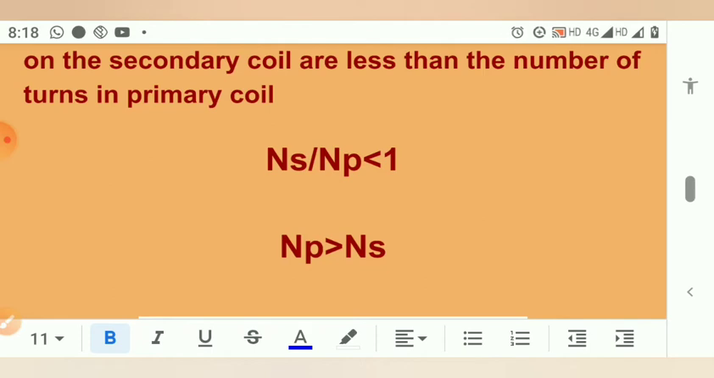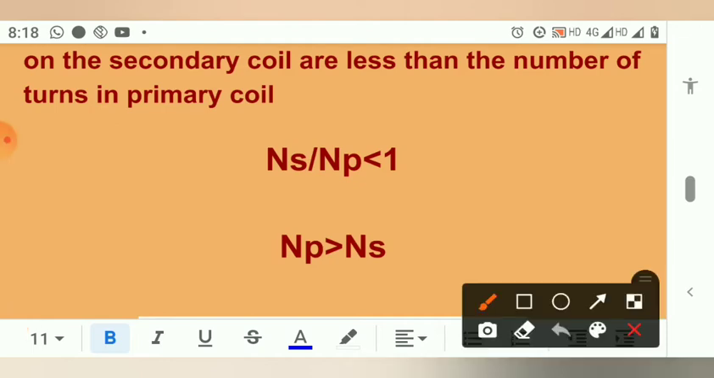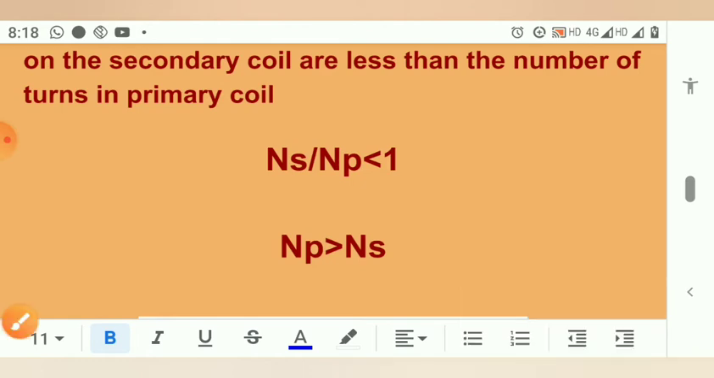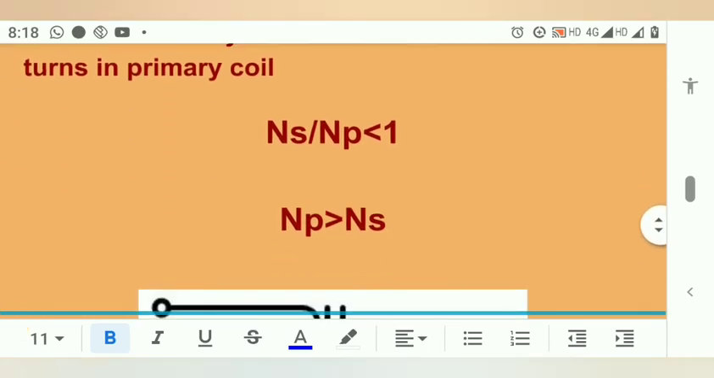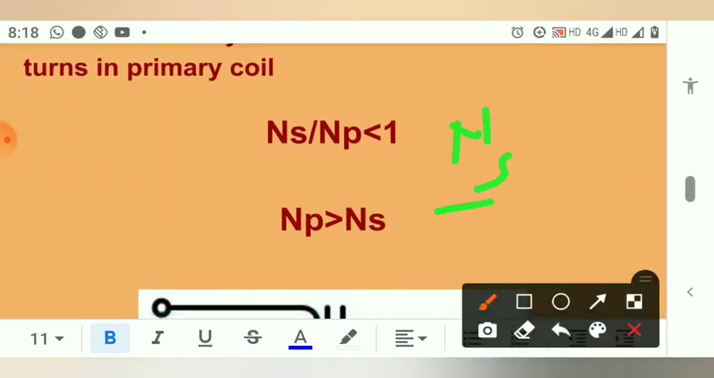The value ratio will be less than 1, not greater than or equal to 1. So we can know that it's a step down transformer. Here we got that np is greater than ns. How? Here I am showing you ns by np is less than 1.